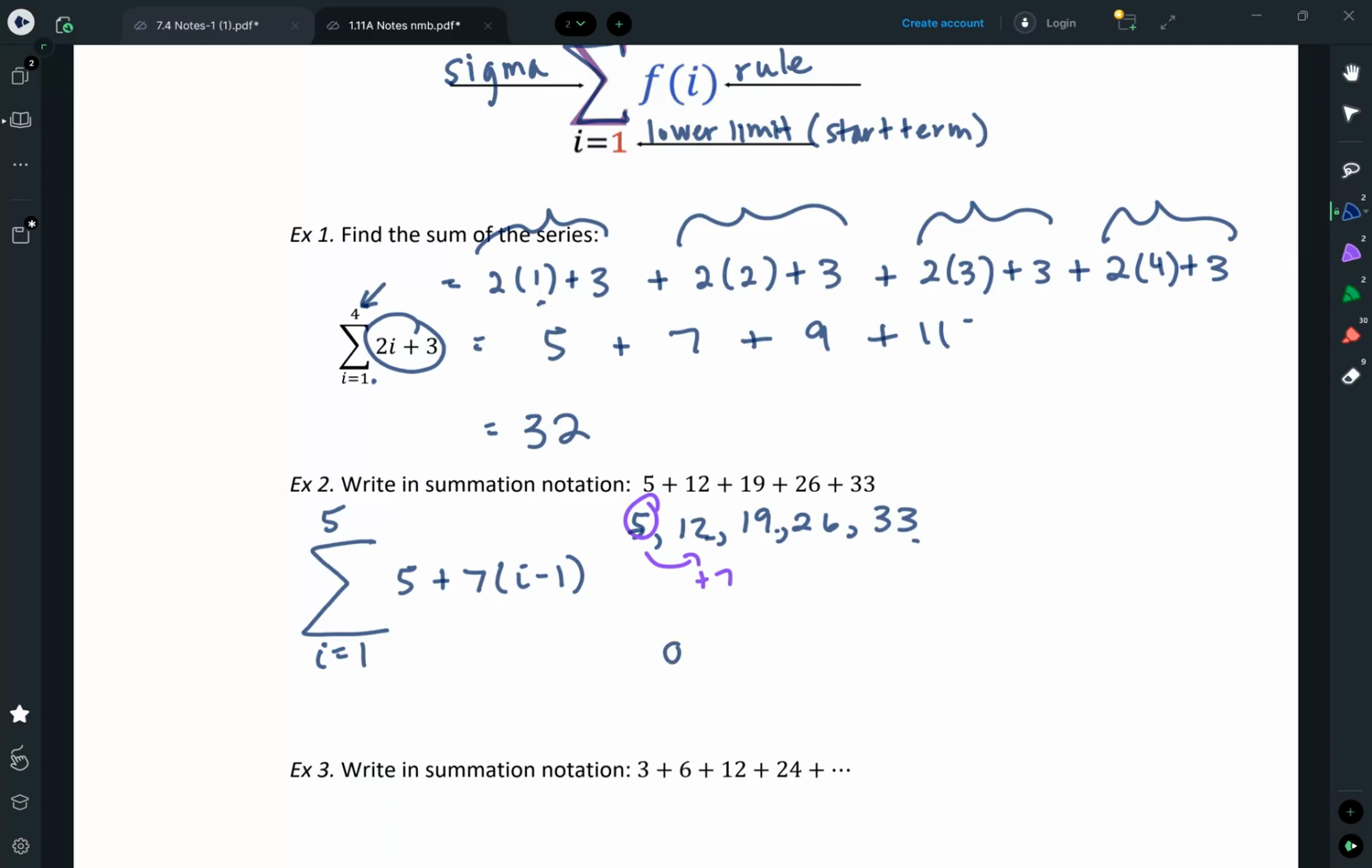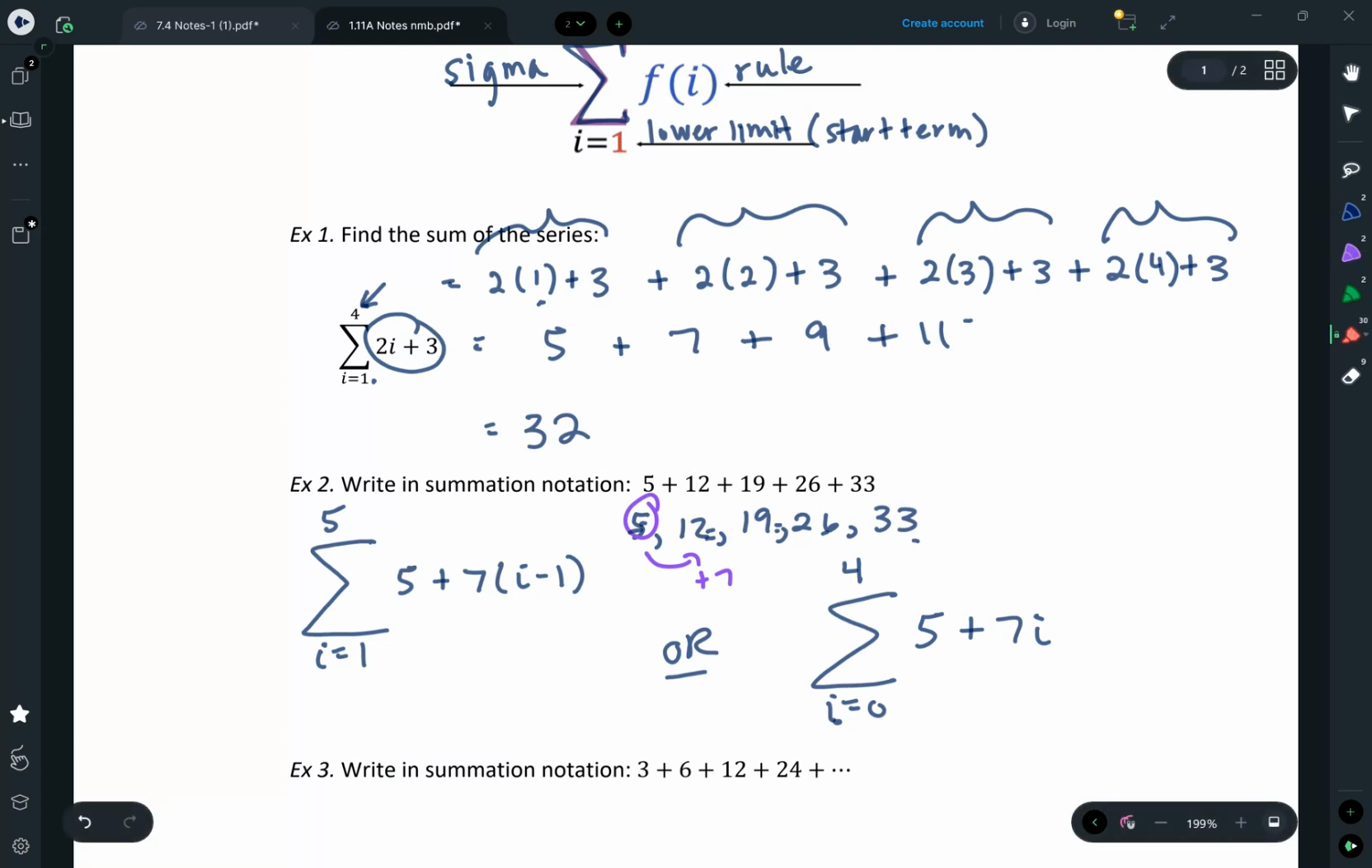I'm going to put a big sigma over here. What if we started with 0? So if we started with 0, I write i equals 0, and then 0, 1, 2, 3, 4. I would be ending at term 4, and this one would be 5 plus 7i. So hopefully this part looks familiar. This is what we've been doing, right?